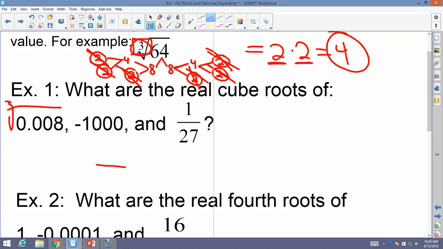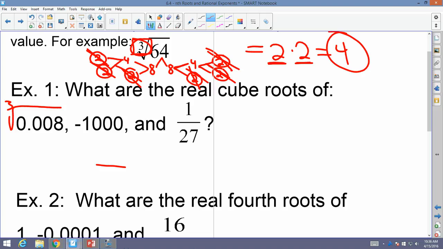Exactly. When they appear in this case 3 times, you pull out one value. If it was a 5th root, you'd need 5 of the same number. If it was a 7th root, you need 7 of the same number. Fantastic. Thank you, son. Good job.